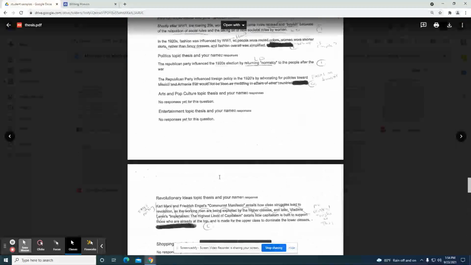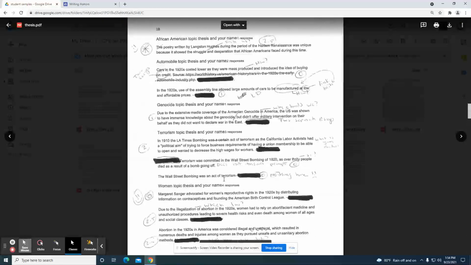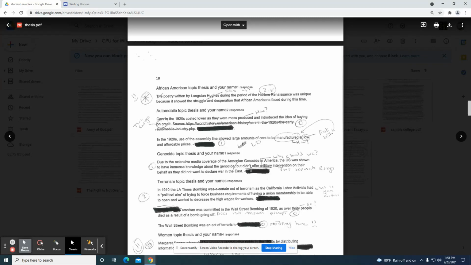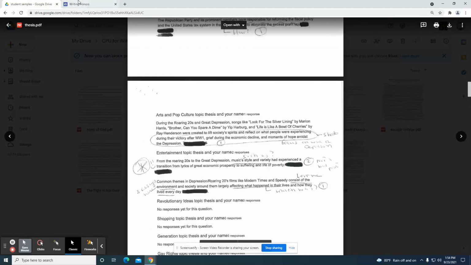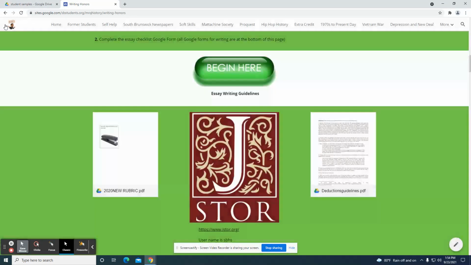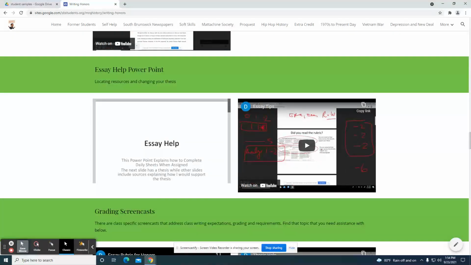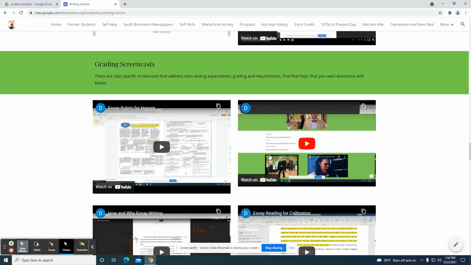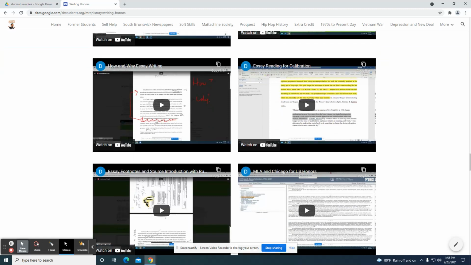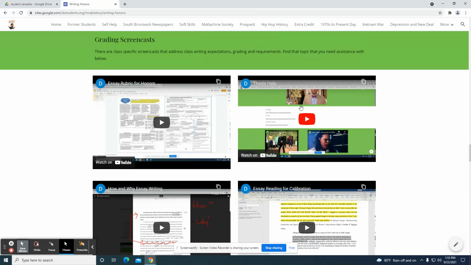Anyway, I'm done with this one. I'm not going to read every thesis statement. You see comments posted for each one. I did this for a prior year as well, so you might want to take a look at the thesis help. It's very similar to that, where it's going to give you some thesis statements from a prior year. So I would suggest you read this one.